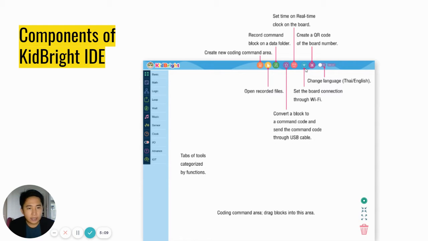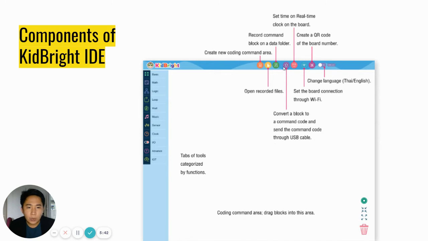And then the third button here is a Wi-Fi symbol. So it will open the Wi-Fi of your KidBright board, and it will let your KidBright board connect with the Wi-Fi, okay? And then the next button here is an icon of a clock. So this is if you want to set the clock, okay, the time clock of your KidBright board. You can set and change the time using this button.